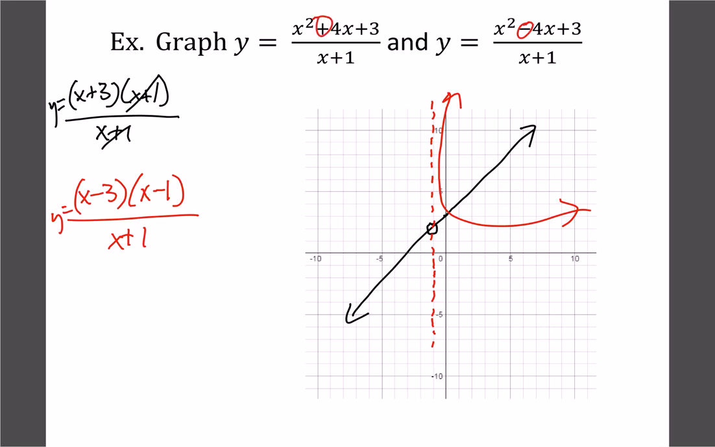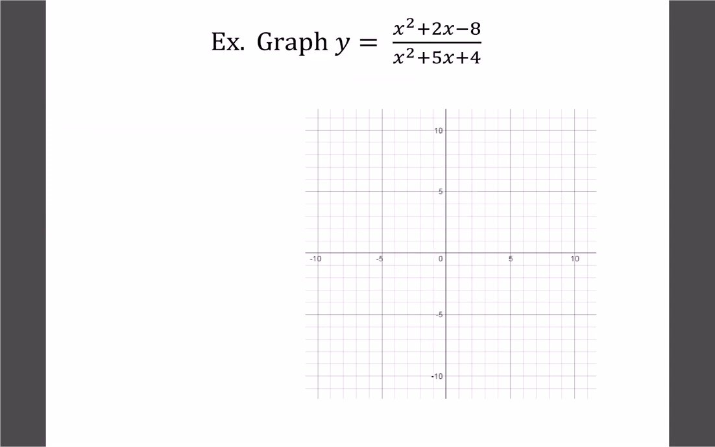So the first one ends up being like a straight line with a discontinuous point. The second one is just a regular kind of quadratic type of graph that has an asymptote line. Okay, one more to go. Let's look at this one.